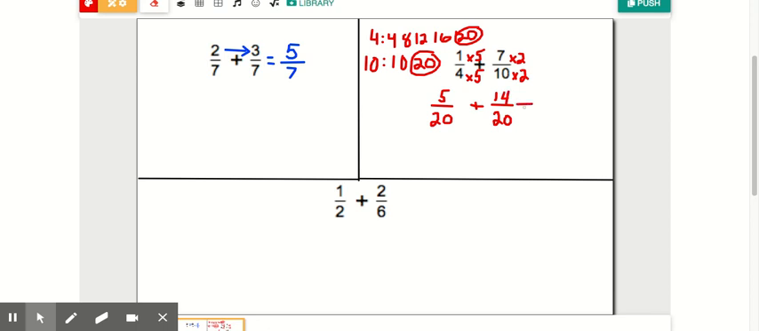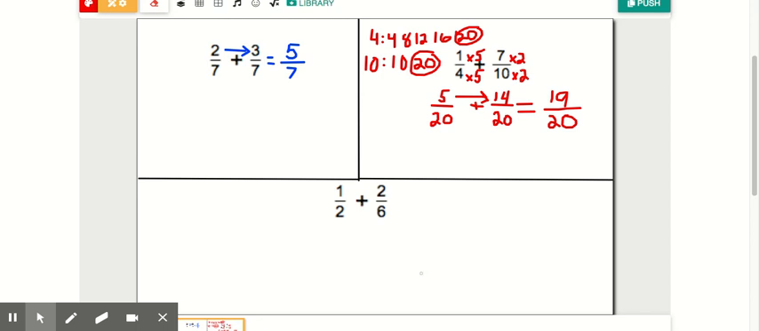Okay? And now I have the situation where I just have to add straight across again. 5 plus 14 is 19. Keep the denominator the same. And there's no common factor between 19 and 20, so that's my final answer.